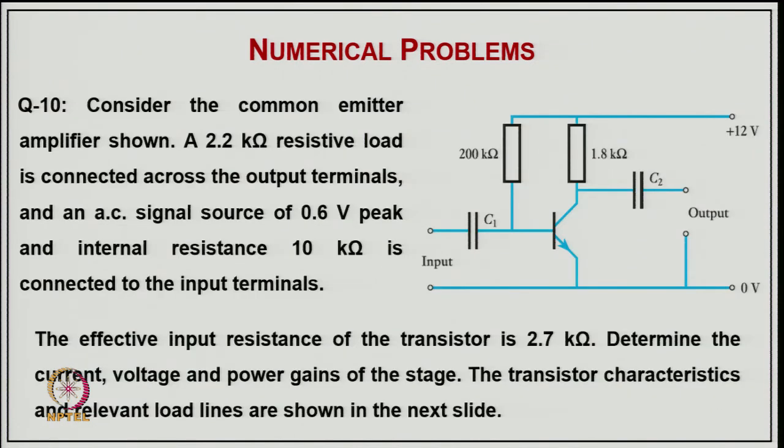Coming to example 10, in this case of common emitter amplifier with the bias capacitor on both sides. Consider the common emitter amplifier shown here, a 2.2 kilo ohm resistive load is connected across the output terminal, and an AC signal of 0.6 volt peak and internal resistance of 10 kilo ohm is connected to the input terminal. The effective input resistance of the transistor is 2.7 kilo ohm, and determine the current, voltage and power gains of the stage. The transistor characteristic and relevant load lines are shown in the next slide.